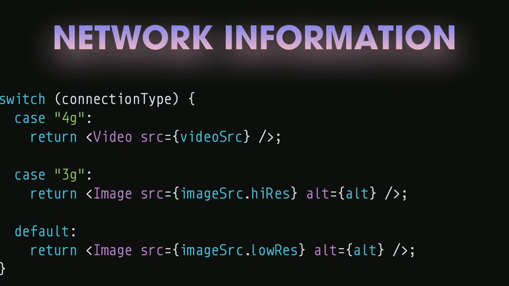But if it's 3G, I'm going to render a thumbnail in high resolution. And if, for example, my default case I couldn't detect, or it's 2G, I want to play it safe and render only the low resolution thumbnail. And maybe if the user clicks to download, then you can download the full video.